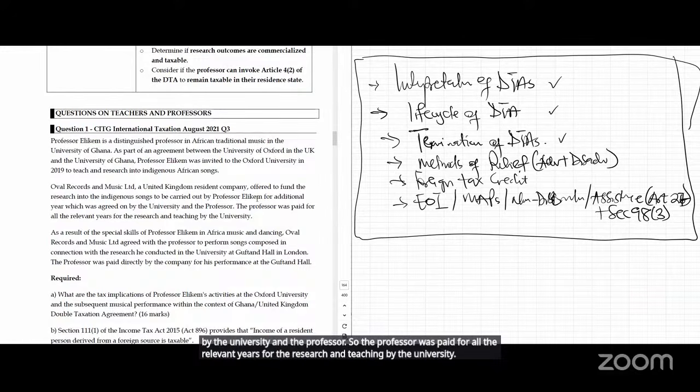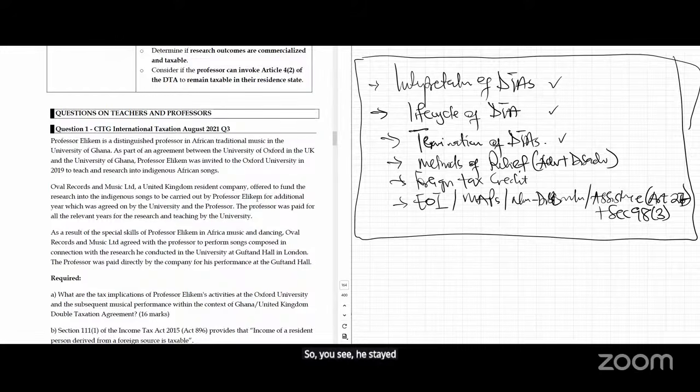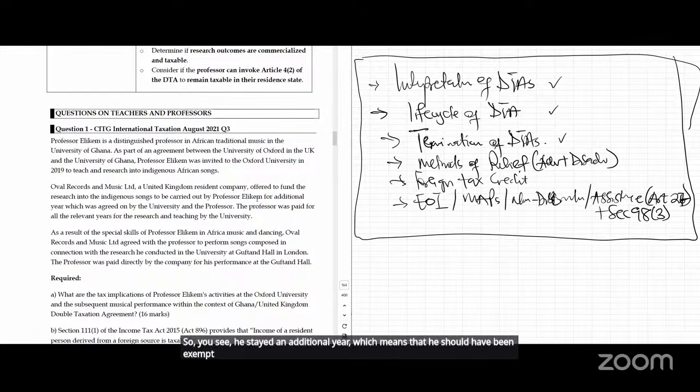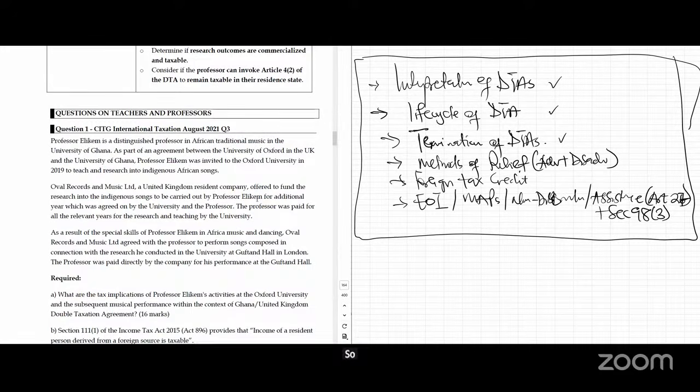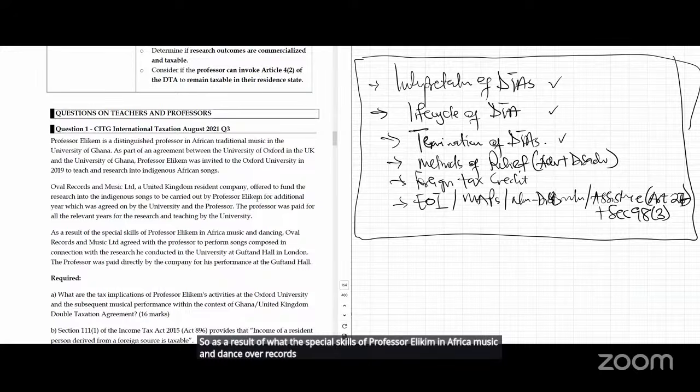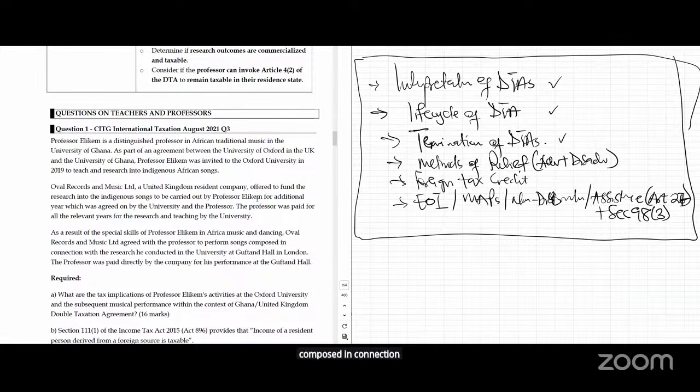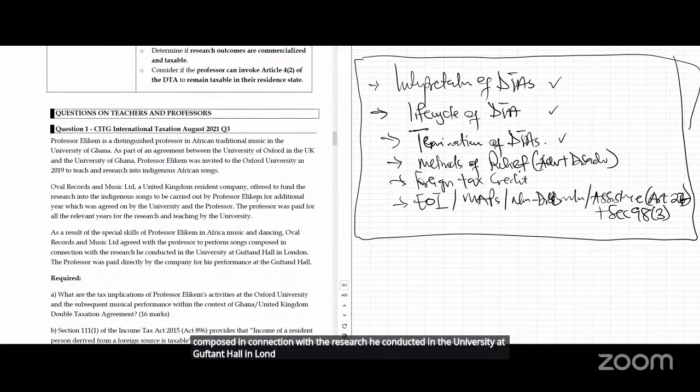So you see, he stayed an additional year, which means that he should have been exempted for 2 years, but that additional year means what would have happened? He will now be taxed on all the years. As a result of the special skills of Professor Elikem in African music and dance, Oval Records and Music agreed with the professor to perform songs composed in connection with the research he conducted in the University at Guftan Hall in London. The professor was paid directly by the company for his performance at the Guftan Hall. You see?